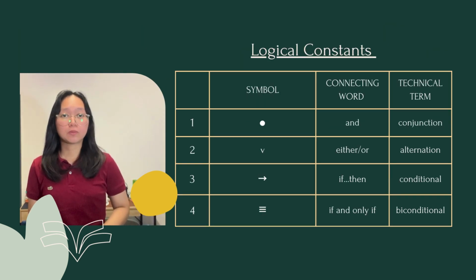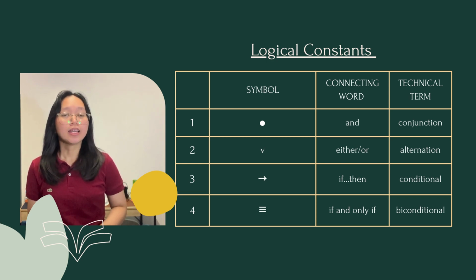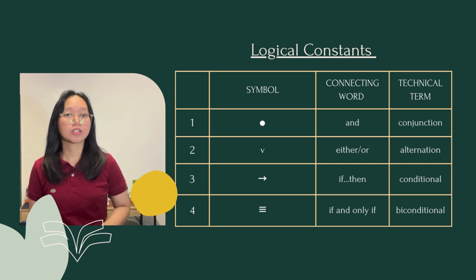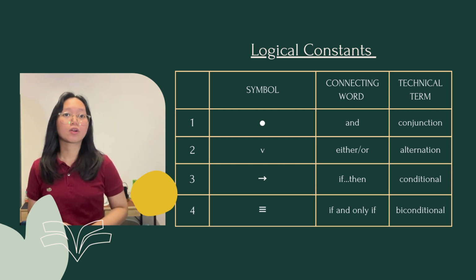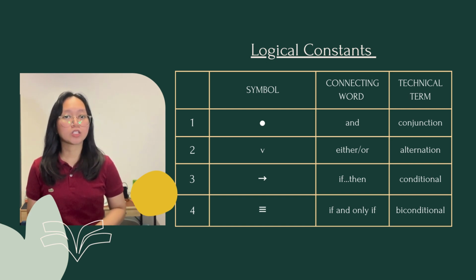Moving on naman to the table. The table shows the connecting words, which are also known as logical constants. First, the shaded dot symbol is used to represent the word and, and the technical term for this is conjunction. Next is the symbol V that represents the connecting word either or, and it has a technical term alternation. For the third is the arrow symbol which represents the connecting phrase if then. The technical term for this is conditional. Lastly is the symbol yung 3 lines. It represents the connecting phrase if and only if, which is for the technical term biconditional.